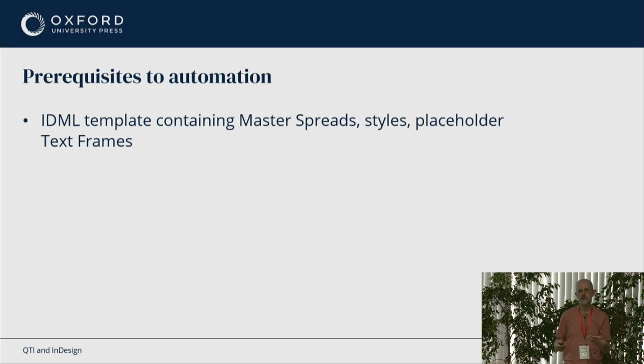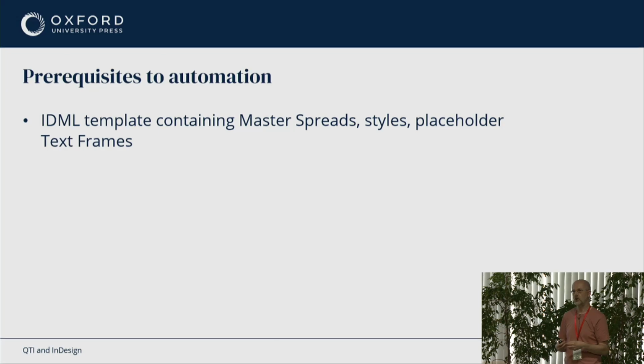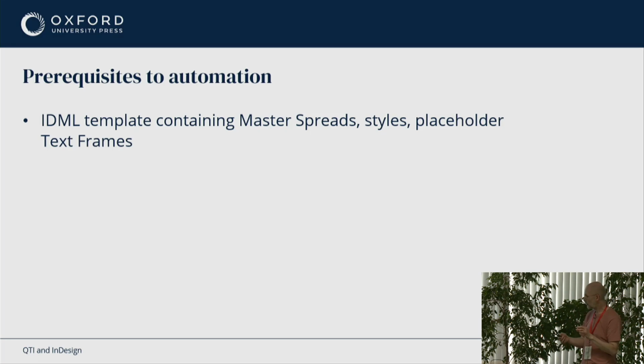In order to do this, one thing we need is a template file. So this is a blank InDesign document that contains the master spreads with the design, the styles that we're going to map to, and text frame placeholders. So we've got a target for where we're going to put our content.